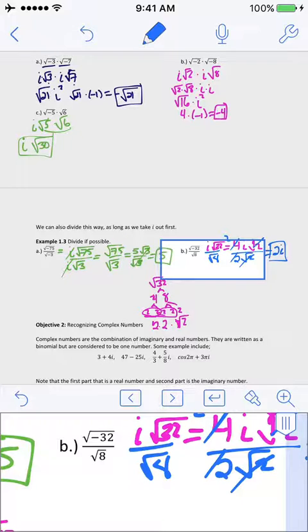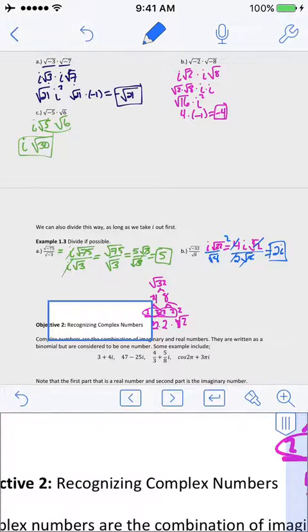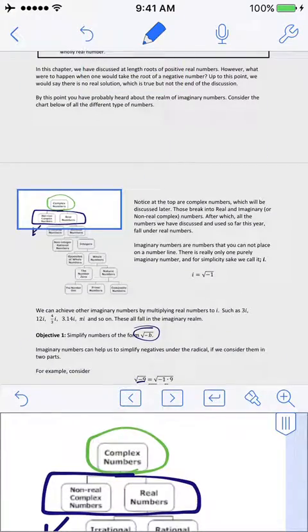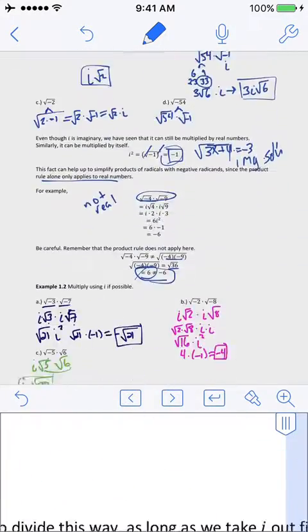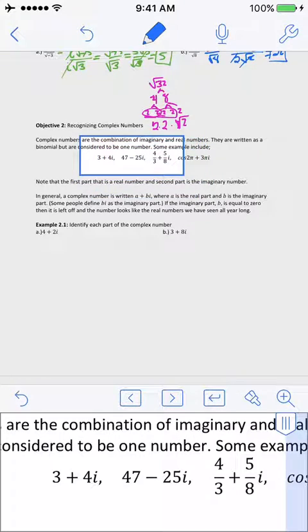I'm good. Okay, then we've got these things called complex numbers. Complex numbers, as you saw back in our chart, sit above real and imaginary. It's because they're both. They're two-part numbers. They have an imaginary part and a real part, and they're only expressed as binomials, okay? So they have one part that's solely real, 3, and another part that is wholly imaginary, 4i, right? So it's a combination of the two, and you can have many different combinations.